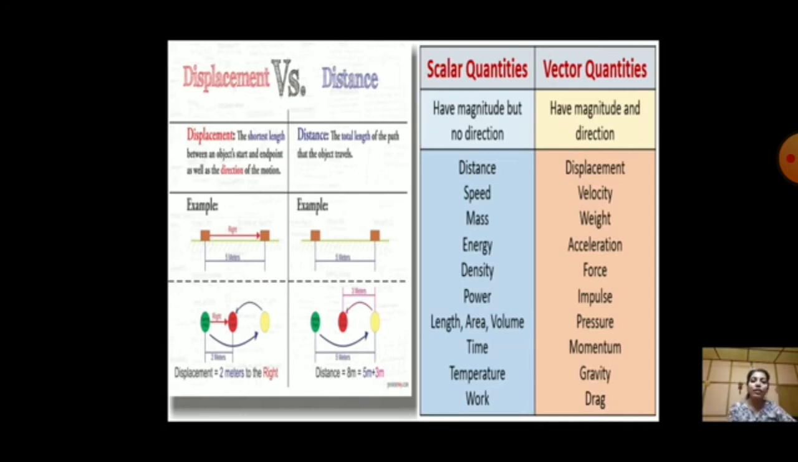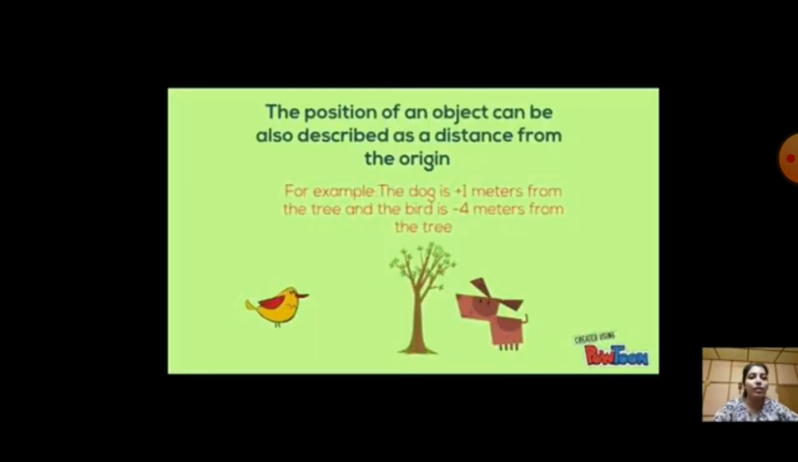So on the left hand side you can see, if I tell you that you have to move 2 meters to the right, that means I am mentioning the displacement. But if I just simply say that you have to move 8 meters, nothing is mentioned about the direction, then that is simply distance. I hope the difference between scalar and vector is clear to you. Those quantities which have direction are called vector, okay. They have both magnitude and direction. However, scalars only have magnitude, okay.